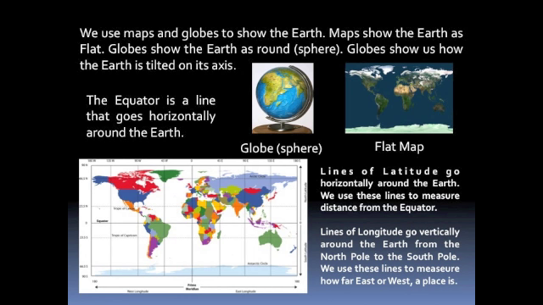The equator is a line that goes horizontally around the Earth. Lines of latitude go horizontally around the Earth. We use these lines to measure distance from the equator. Lines of longitude go vertically around the Earth from the North Pole to the South Pole. We use these lines to measure how far east or west a place is.